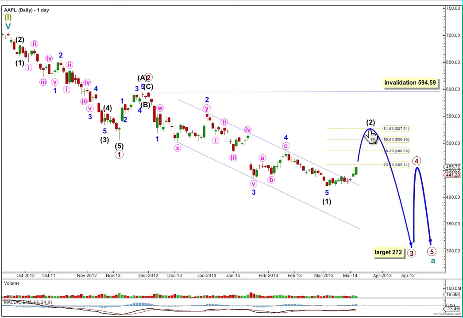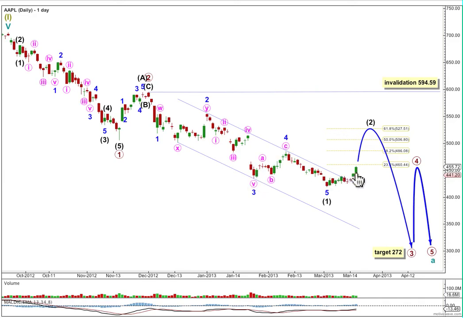Because this is a second wave correction, initially I'll expect it to reach about the 0.618 Fibonacci ratio of intermediate wave 1 down, which is at 527.51. I'll expect the second wave correction is most likely to subdivide as a zigzag, which will subdivide as a 5-3-5 on the hourly chart. This channel here is drawn using Elliott's technique. I've drawn it from 2 to 4 with a copy on 3.